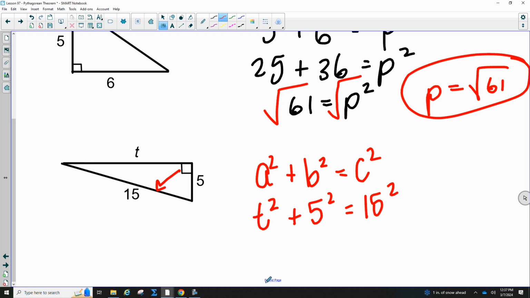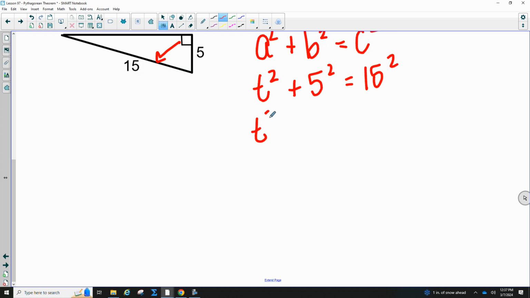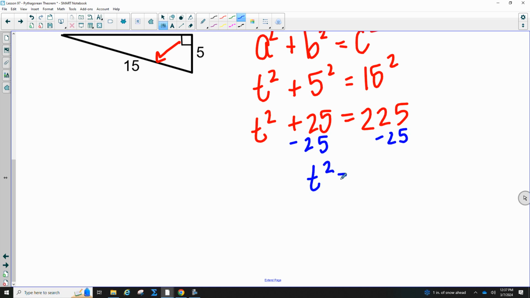All right, and then square the numbers. So 5 squared is 25. 15 squared, is that 225? Make sure my brain's working. Okay. And then we're getting the T by itself, so we have to subtract the 25 from both sides. And so I get T squared equals 200. And then we square root both sides.